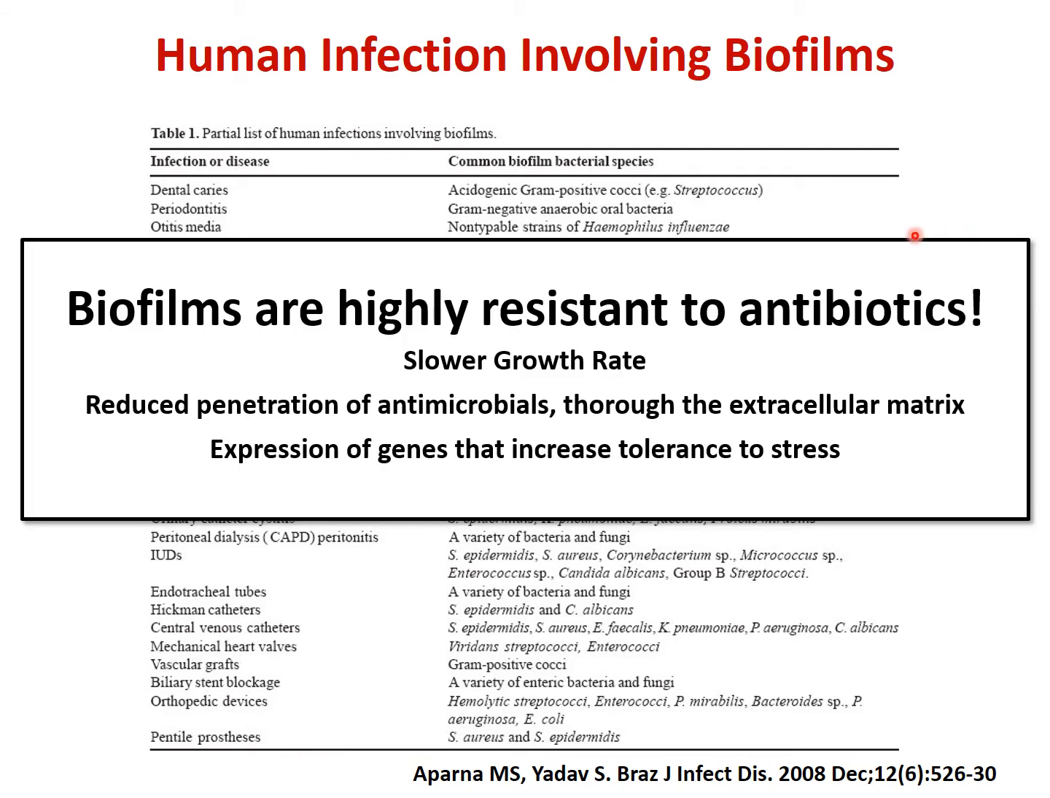The other thing is that biofilms are highly resistant to antibiotics. So when we're looking at infections, this is really, really concerning. They have a slower growth rate. Antibiotics cannot penetrate into them because they now have this three-dimensional structure. It's tough to get through this extracellular matrix that they make. And they also express genes that increase their tolerance to various stresses, including antibiotics.